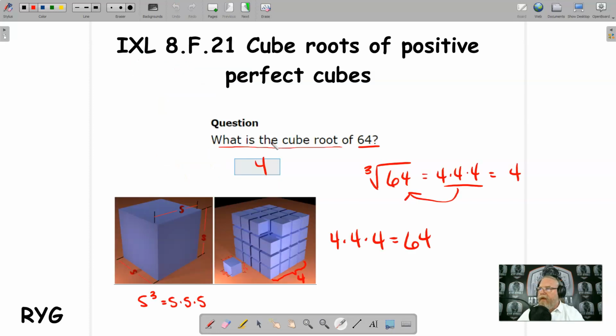So those are all of my examples for IXL 8.F.21, cube roots of positive perfect cubes. Good luck with your activity.